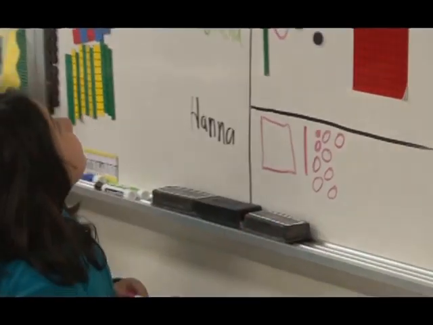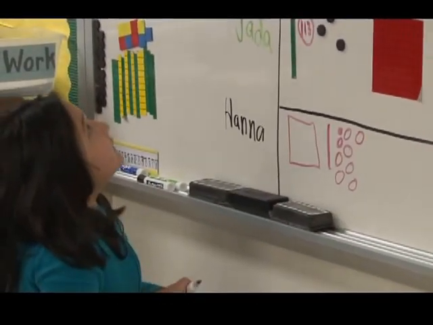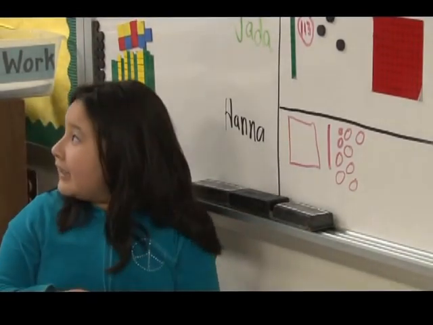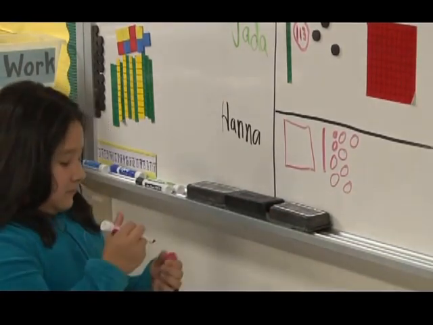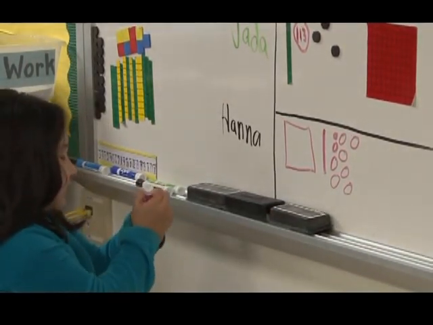1, 2, 3, 4, 5, 6, 7, 8, 9. And then Evan takes 6 cats, so I took away 6 cats. Okay, use another color or are you going to erase them? How are you going to take them away? Use another color. Okay.